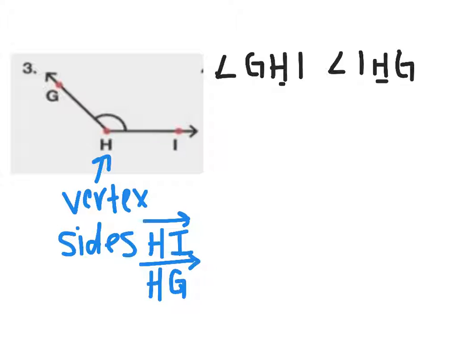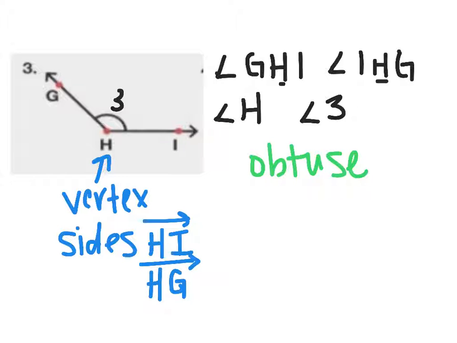I could also name it angle H, just using the vertex, or if there was a number in here, like the number 3, I could name this angle 3. This is an obtuse angle, which means it's a big angle, bigger than 90 degrees.